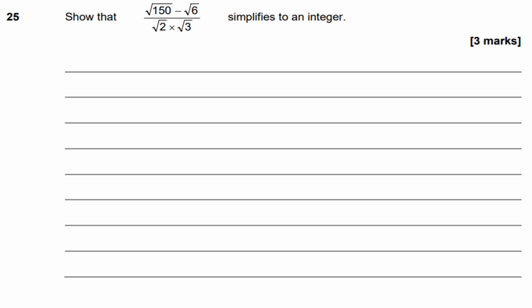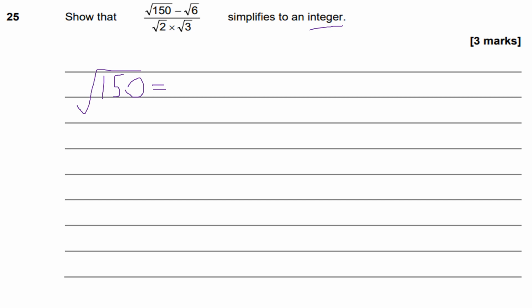Question 25, guys. Looking at some surds, so simplifying surds. Show that the square root of 150 minus the square root of 6, all over the square root of 2 times the square root of 3, simplifies to an integer. Integer just means a whole number. For the numerator, I'm actually going to simplify root 150, which is a bit more tricky.